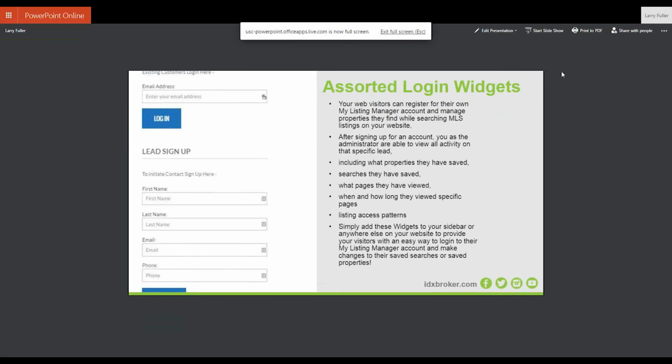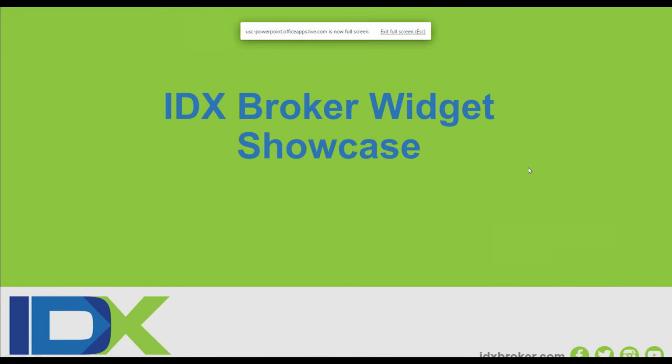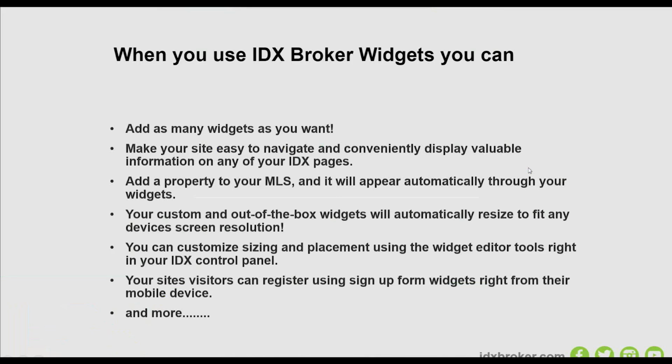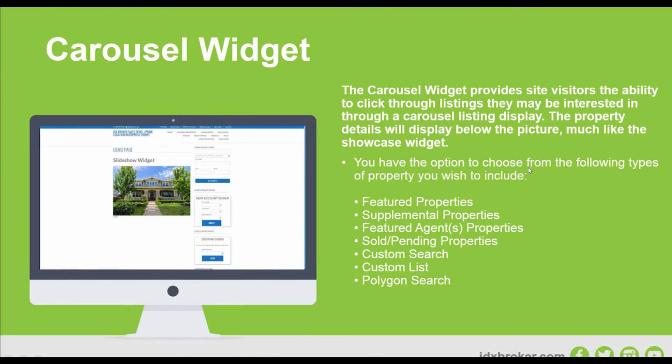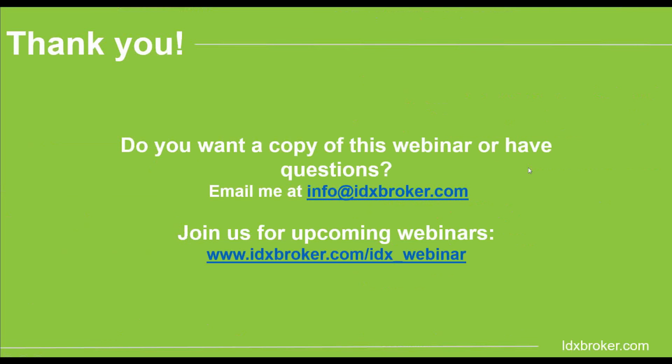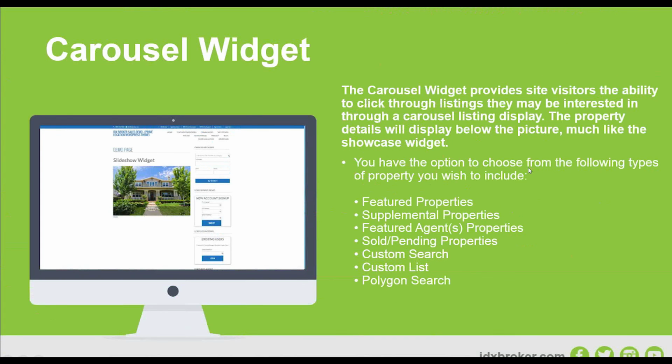Get back in my slides here. All right. Oh, last one there. We also have the Carousel Widget. It provides site visitors the ability to click through listings they may be interested in through a carousel listing display. The property details will display below the picture, much like the Showcase widget.